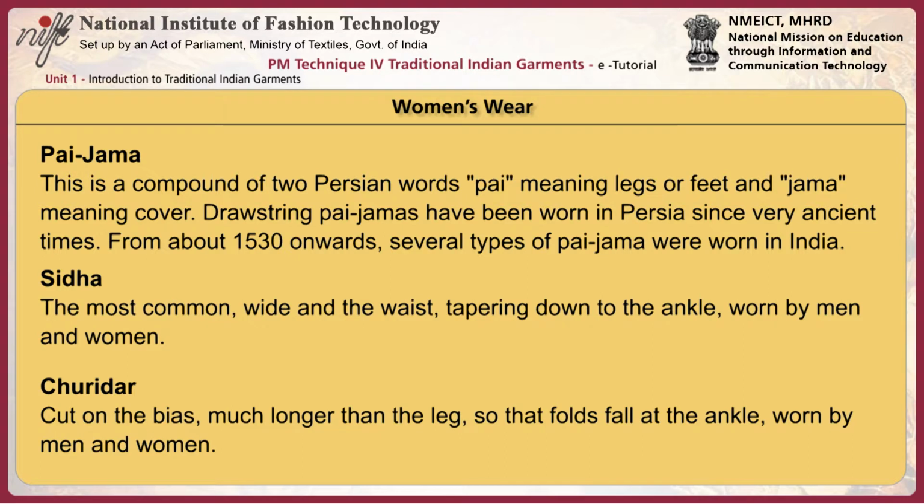Pajama is a compound of two Persian words, pai meaning leg or feet and jama meaning cover. Drawstring pajamas have been worn in Persia since very ancient times. From about 1530 onwards, several types of pajamas were worn in India. The most common was wide at the waist and tapering down to the ankle, worn by men and women. Churidar was cut on the bias, much longer than the leg so that the folds fall at the ankle, worn by men and women.